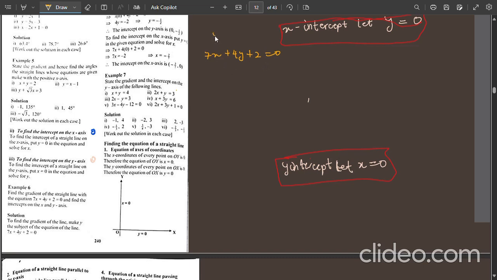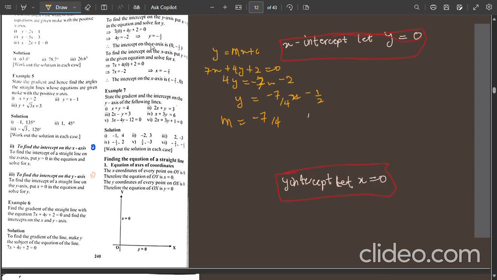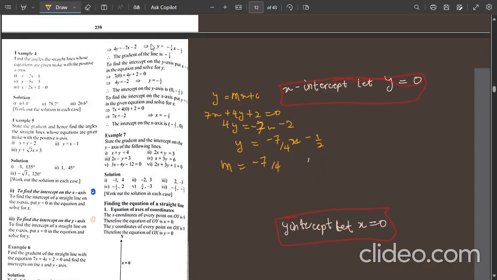To find the gradient, you have to make it look like y equals mx plus c, right? So let's make it look like y equals mx plus c. I send 7x to the other end, so that will be -7x minus 2. I divide through by 4, so y is equal to -7 over 4 x minus a half. That is the equation of the line. So the gradient m is equal to -7 over 4. And I think we got that from here. Let's see if our answer is correct. The gradient is -7 over 4. Yes, we are right with the gradient.